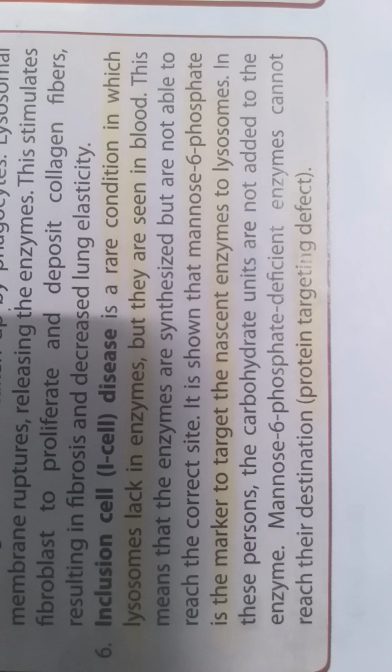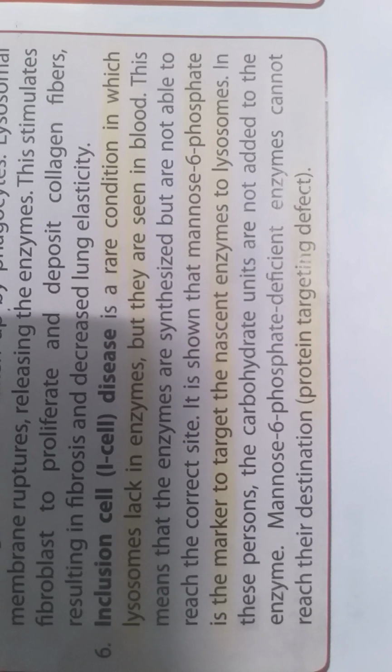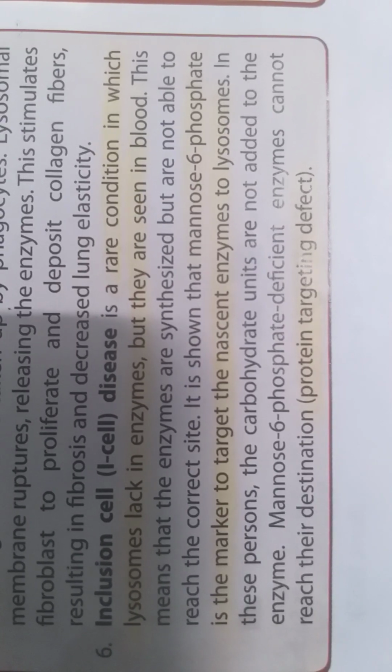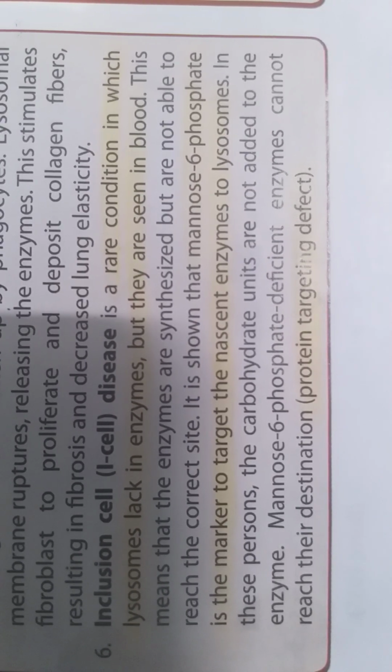Here, the enzymes which are supposed to be incorporated with mannose-6-phosphate are not, and thus there is a deficiency of these carbohydrate units in the nascent enzymes. Mannose-6-phosphate is a marker which helps in targeting the enzymes to the lysosome. As a result, due to its deficiency, the enzymes do not reach the lysosome, and the lysosomes are devoid of the enzymes, whereas blood has a greater concentration of the enzymes which are supposed to be present within the lysosomes.